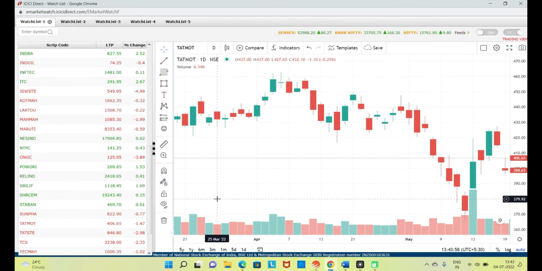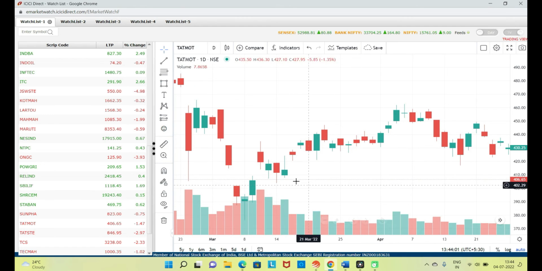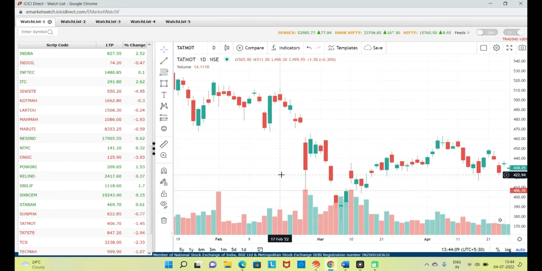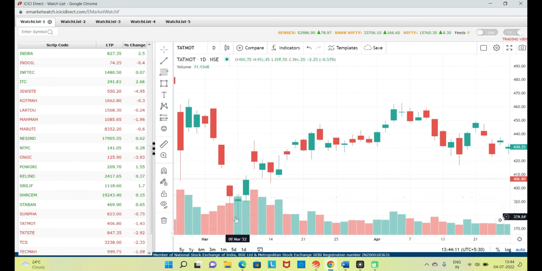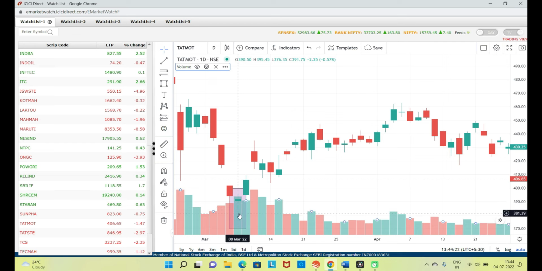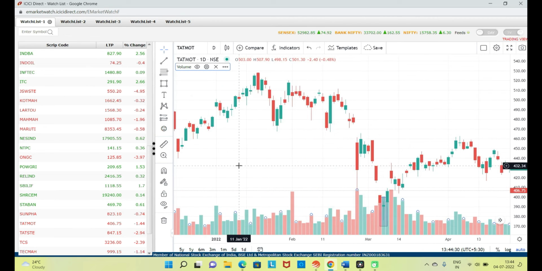Let's find on Tata Motors if there is any. Yeah, you can see here the trend is down, and here you can find a hammer. So let me just show you. Yes, you can see this is a green candle, and after that the stock has moved up. So this is a hammer which is formed at the bottom. After the trend is down, this is formed at the bottom.